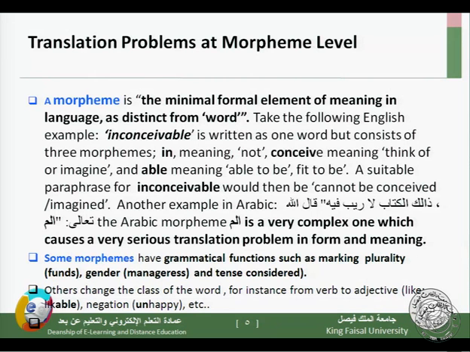Now, inconceivable is written as one word, but it consists of 3 morphemes. Imagine, one word consists of 3 morphemes. Now, these 3 morphemes, you can see with me here. Look at the screen. In. What does in mean here? It means not. See? So it is negative. This is one morpheme, and it has a meaning. The second morpheme is conceive. What does it mean? It means think of or imagine. And the third morpheme is able, meaning able to be, fit to be.